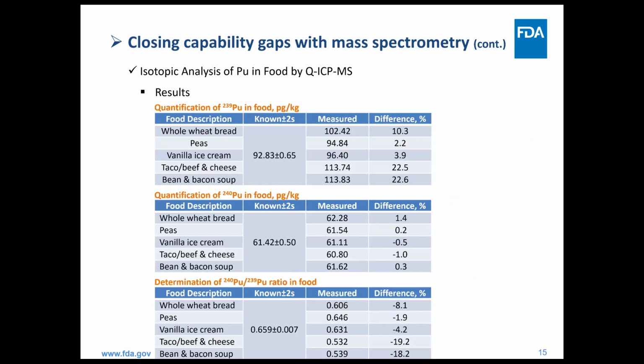Here are some of the results, and you can see it's not perfect, but for plutonium-240, we are happy with it. The issue resides with plutonium-239 because we're still seeing some level of interference from uranium-238 combined with the hydrogen in the samples. So this part we still need to continue working on to improve the method. And so these things are still ongoing.